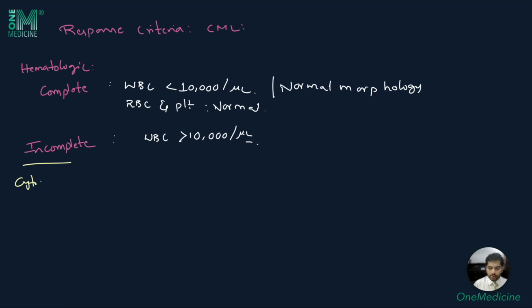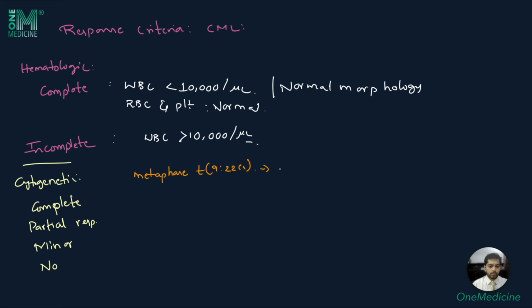In cytogenetic response, there is complete response, partial response, minor response, and no response. This is based on the detection of metaphase translocation of 9 to 22nd chromosome seen during bone marrow examination. In complete remission, of course, there should be 0% detection. A partial remission is when less than 35% is seen. A minor remission is when 36 to 85% translocation is seen. There is no remission when it is more than 86 to 100% of the cells.